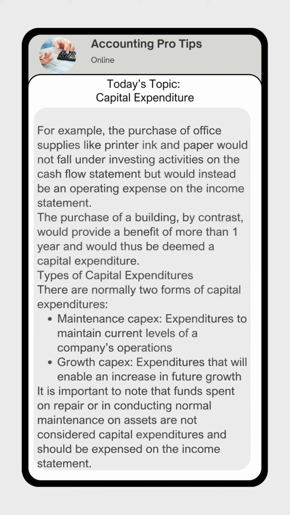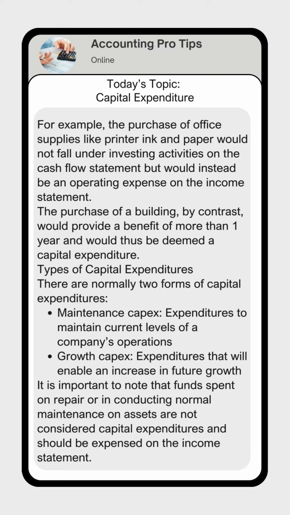For example, the purchase of office supplies like printer ink and paper would not fall under investing activities on the cash flow statement, but would instead be an operating expense on the income statement. On the other hand, the purchase of a building, by contrast, would provide a benefit of more than 1 year and would thus be deemed a capital expenditure.